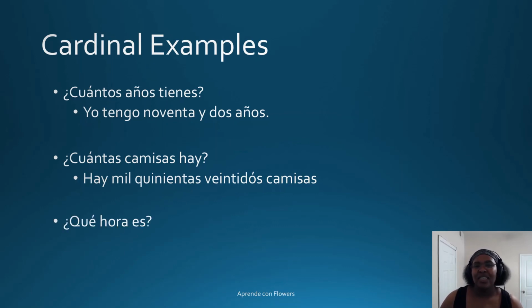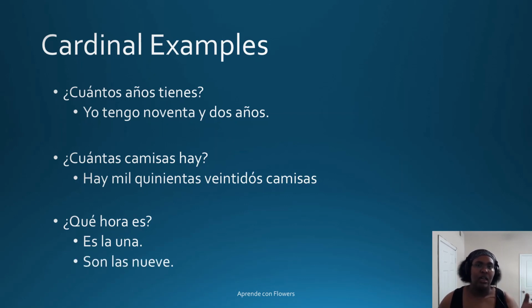When it comes to telling time, Spanish does it in a singular or plural way. So if it's 1 o'clock, you say, es la una. Es la 1:30. So you want to keep the time singular when you're talking about 1 o'clock, and plural, like son las 9, it is 9 o'clock, when talking about anything that's plural. So remember, 1 o'clock is singular, anything after 1 o'clock is going to be plural.